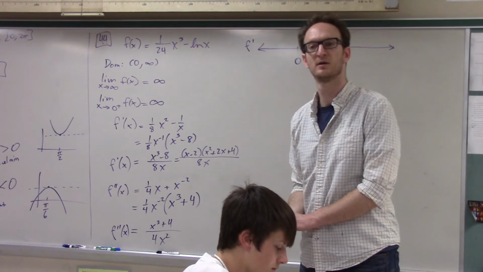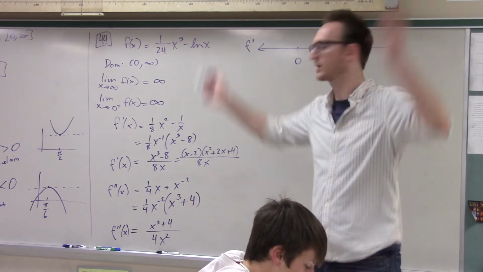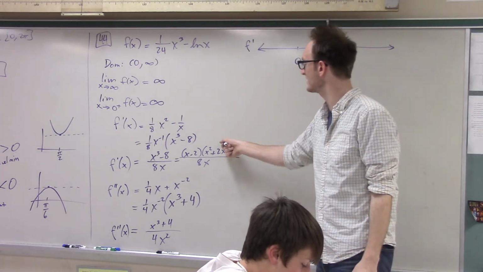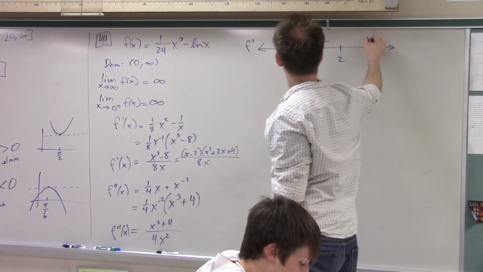Are you guys cool with this? It's kind of hard, but we've been building up to this for a while. So, Calvin, it's quadratic-y basically, right? Since this is always positive. Sign change at 2, sign change at 0, so it's going to be plus, minus, plus for the first derivative.